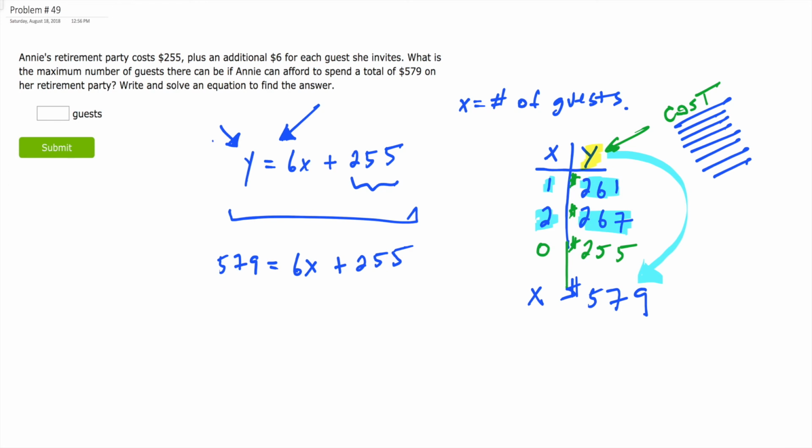Okay, so it says what's the maximum number of guests? So look, if you go minus 255, minus 255, and you go 579 minus 255, you get 324. 324 equals 6x divided by 6. That's going to give you the x that corresponds with 579. 324 divided by 6 is 54. Let's put over here, 54 guests.